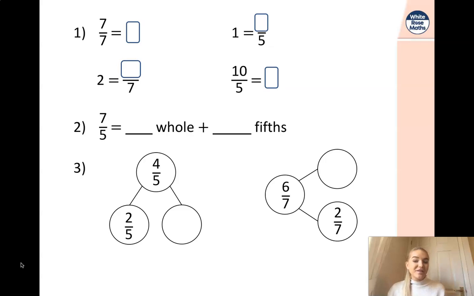So number 1, 7/7 is the same as 1 whole. So 2 wholes would be the same as 14/7. In the next example, 1 would be the same as 5/5, and therefore 10/5 would be the same as 2. Question number 2, 7/5, we can see that there is 1 whole and 2/5 remaining. And question number 3, 2/5 add 2/5 gives us 4/5, and 6/7 subtract 2/7 gives us 4/7.